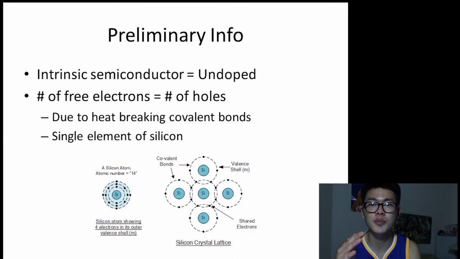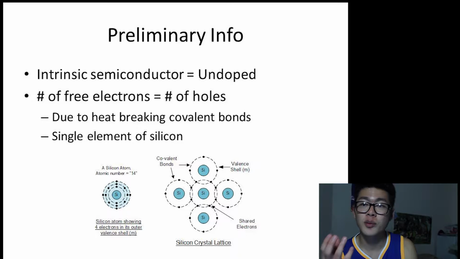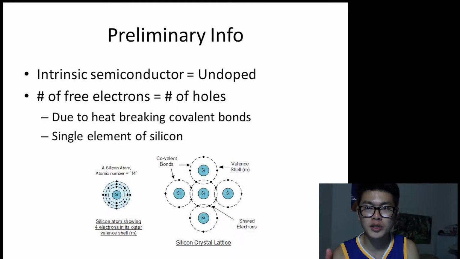And this is due to the fact that it probably is not going to be at 0 Kelvin, so then it has heat adding to the covalent bonds to break them apart. So there's always going to be a few covalent bonds that are broken to create free electrons and thus also holes. So on the bottom, you can see the silicon in a lattice structure. There are 4 connected to the 4 valence electrons of a silicon.